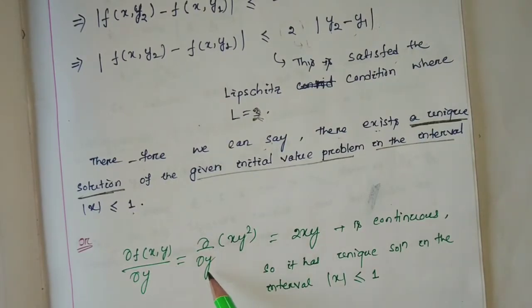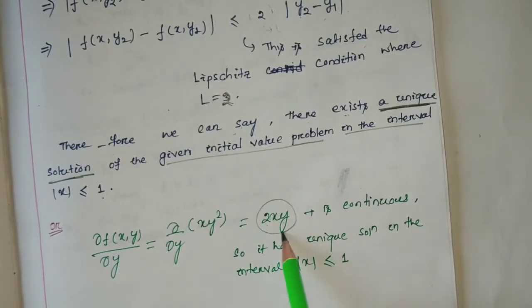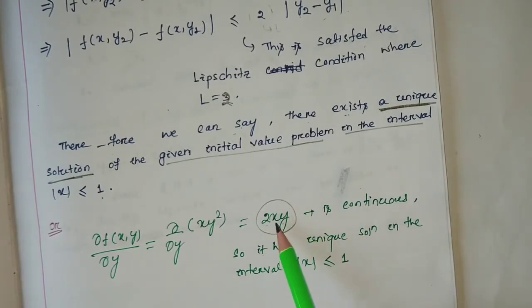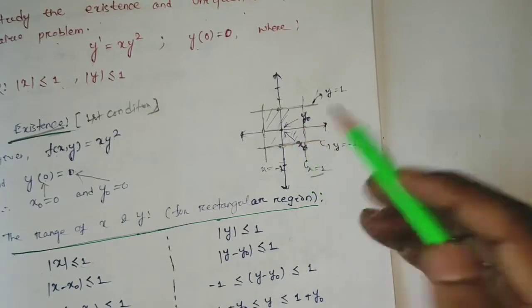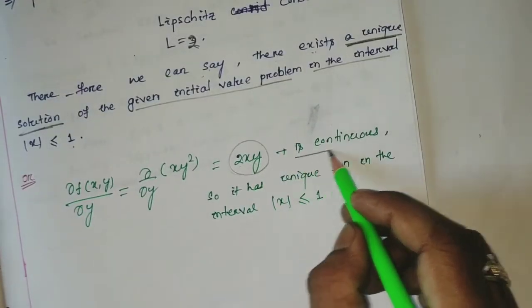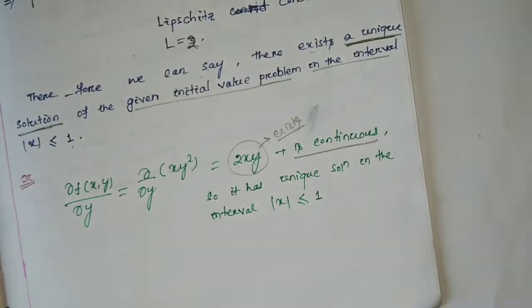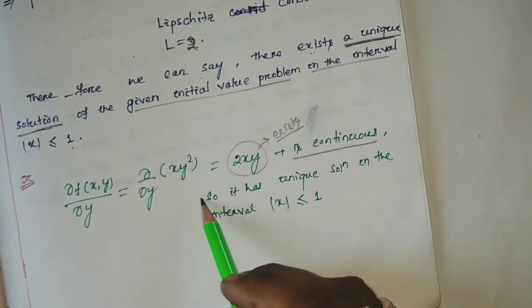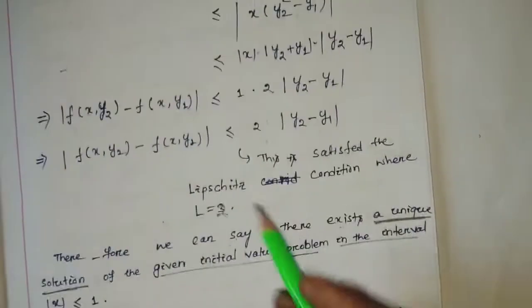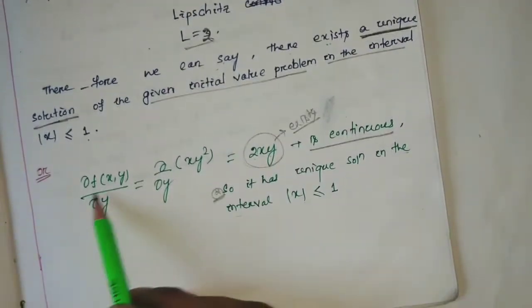So del by del y of x y square will be 2xy. This is continuous for all x and y values, everywhere in this interval, in this region. So as its first derivative exists and is continuous, it has a unique solution in this interval. That means, see, this sentence you have to write after deriving the Lipschitz condition or by considering this way.